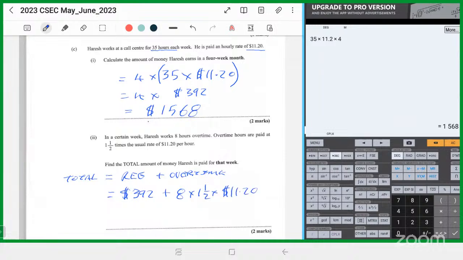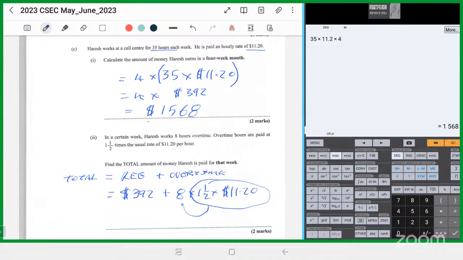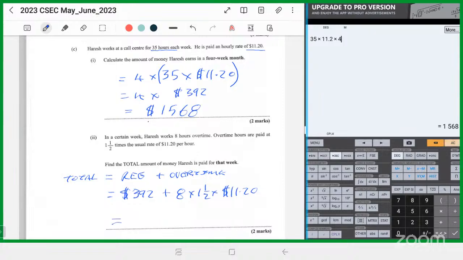But understand the calculator: this is the overtime rate, and he did that for 8 hours. That's the total he's earning in that week. So the total, in the calculator, we'll get the answer. Not going to complicate it. So it's 392 plus 8 times 1.5 times the hourly rate of 11.20. So he's earning in that week a total of 526.